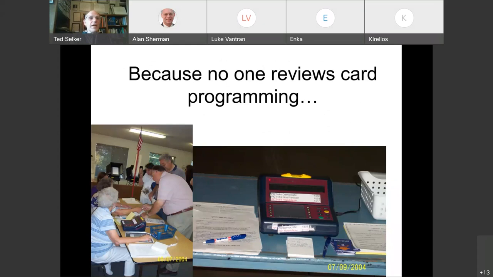Here is my friend. This is the provisional ballot choice that she was punching into her little system.